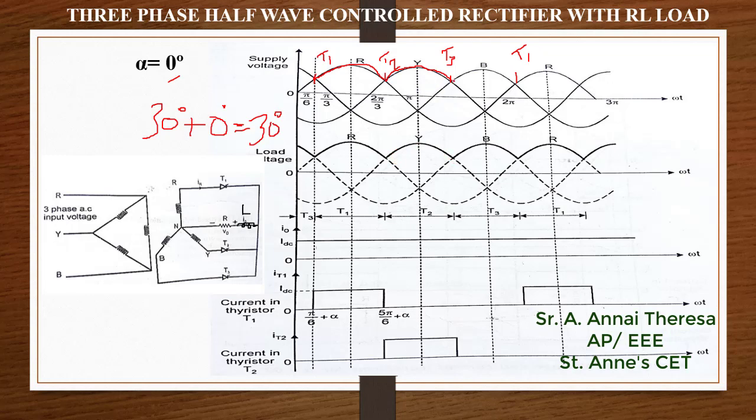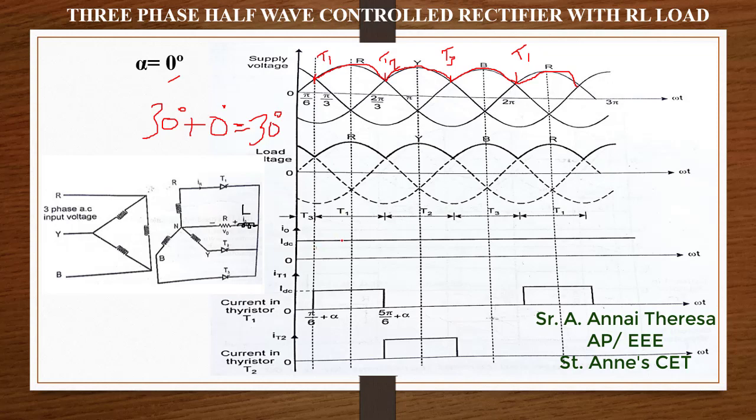Then at this point the B phase is maximum, and T3 is connected with the B phase. So we are going to trigger T3. The output will be the B phase voltage, which will appear across the load. That is the output voltage. Then again the R phase, T1 is triggered, and then this will be the output. Don't bother about these dotted lines. Try to understand this one.